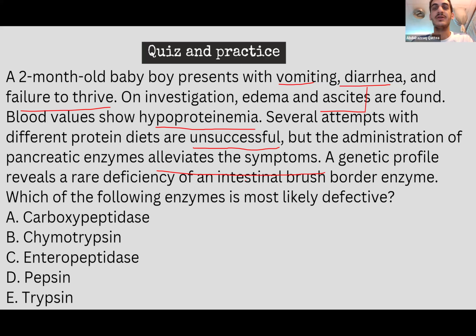Either C or A. Okay, but probably since enteropeptidase is responsible for the conversion of inactive to active, so E. Wait, C. The answer is C. Why is that? Because, as Jasser said, enteropeptidase is responsible for the conversion of trypsinogen to trypsin. Okay.